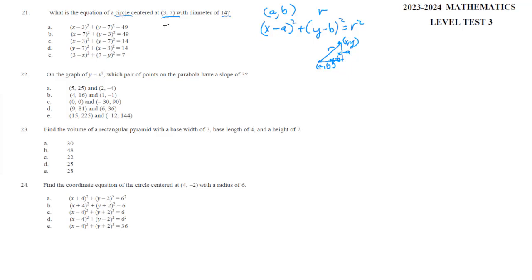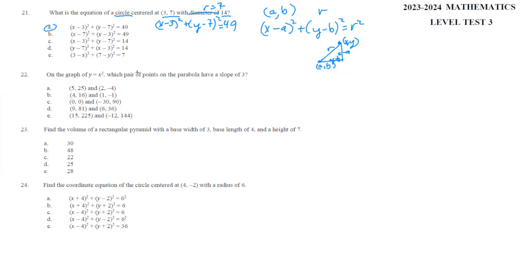So notice it's going to be (x minus 3) squared. Let's write it out here. Plus (y minus 7) squared equals 196, 14 squared. Oh, whoa. I totally missed the word diameter. That means radius is 7. So that means with r as 7, that's a 49 over here. Yes. Y minus 7 equals 49. It's the top answer right there. 21 is A. Okay, 22.